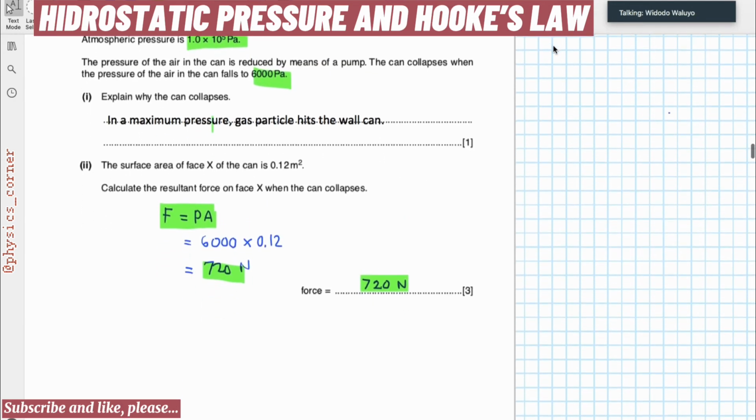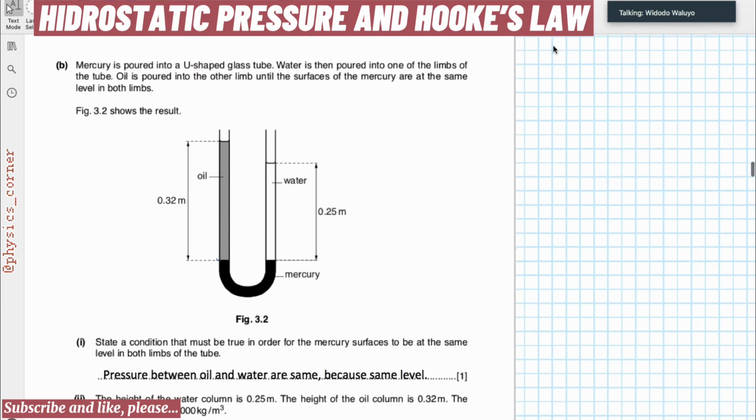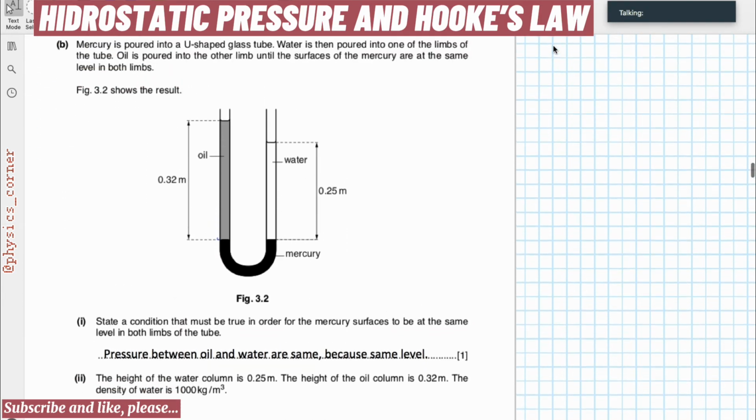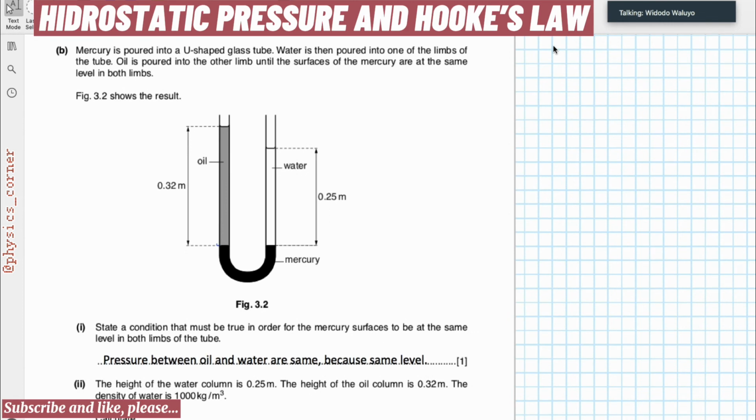On the next page, we have B. Oh, what is it? Okay, we read first here. B question is: mercury is poured into a U-shaped glass tube. Water is then poured into one of the limbs of the tube. Oil is poured into the other limb until the surfaces of the mercury are at the same level in both limbs. Figure 3.2 shows the result.